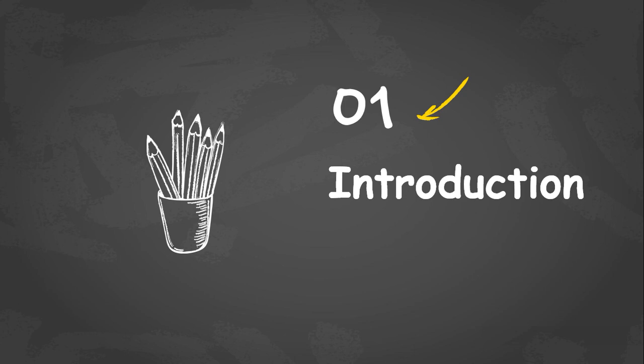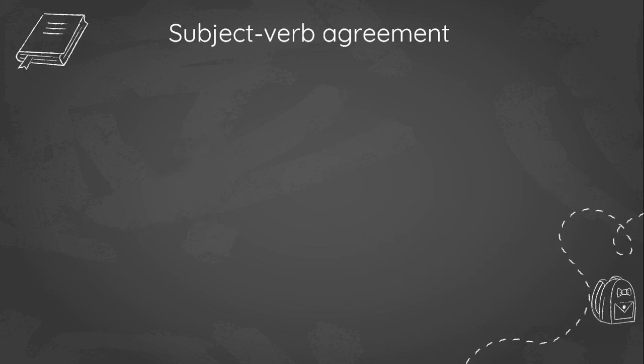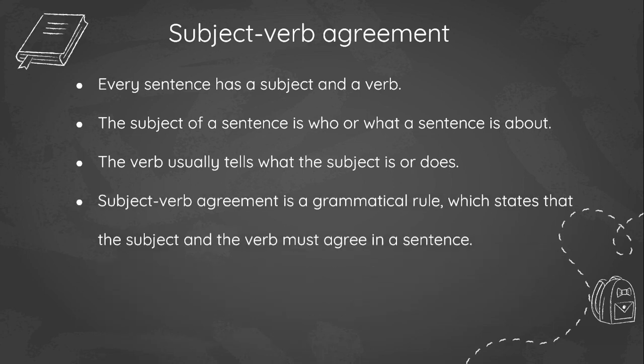Activity 1. Introduction. What is subject-verb agreement? As we already learned, every sentence has a subject and a verb. The subject of a sentence is who or what a sentence is about. The verb usually tells what the subject is or does. Subject-verb agreement is a grammatical rule which states that the subject and the verb must agree in a sentence. Don't worry if you're still confused or don't understand. Let's move to the next activity to learn more about subject-verb agreement by looking at some rules and examples.